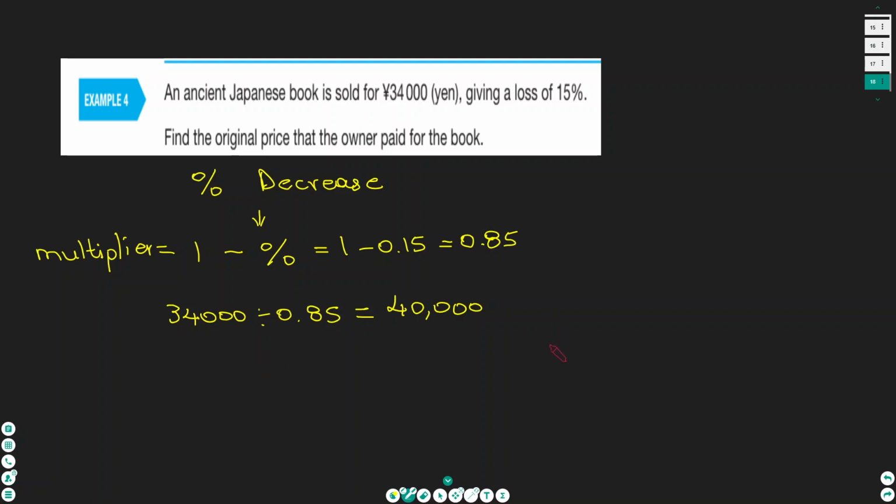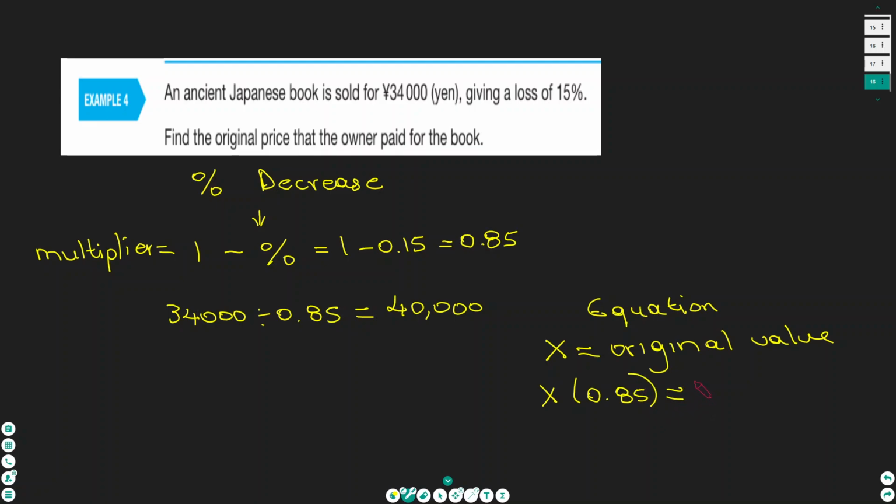Alternatively, you can also prepare an equation. We can make x the value of the book before the decrease, and then multiply x by the multiplier. And this is 34,000. Dividing both sides by 0.85 gives you x. Therefore, this is 40,000.